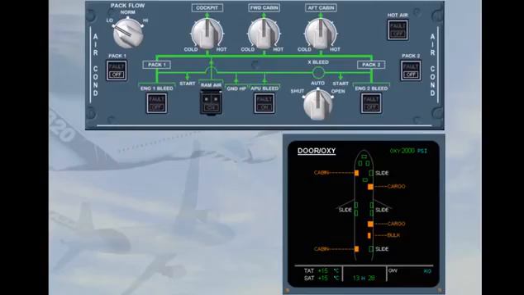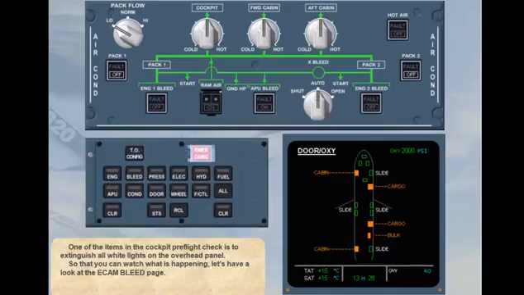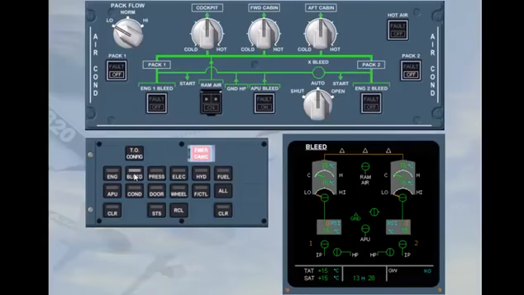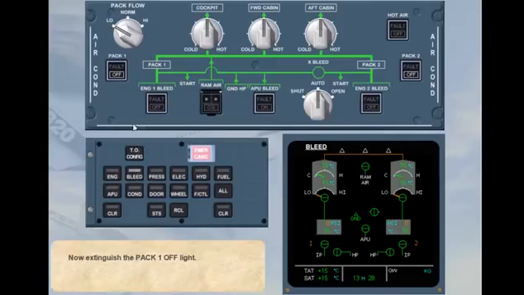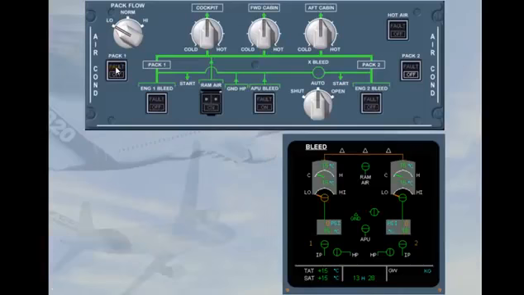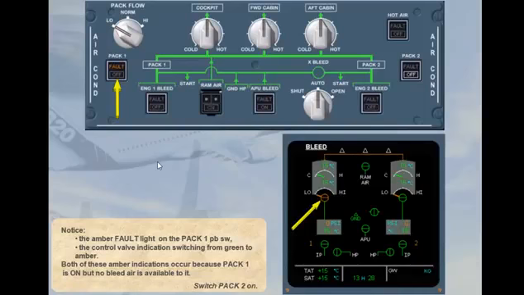So that you can watch what is happening, let's have a look at the ECAM bleed page. Call the ECAM bleed page. Now extinguish the Pack 1 off light. Switch Pack 1 to on. Notice the amber fault light on the Pack 1 push-button switch, and the control valve indication switching from green to amber. Both of these amber indications occur because Pack 1 is on, but no bleed air is available to it.